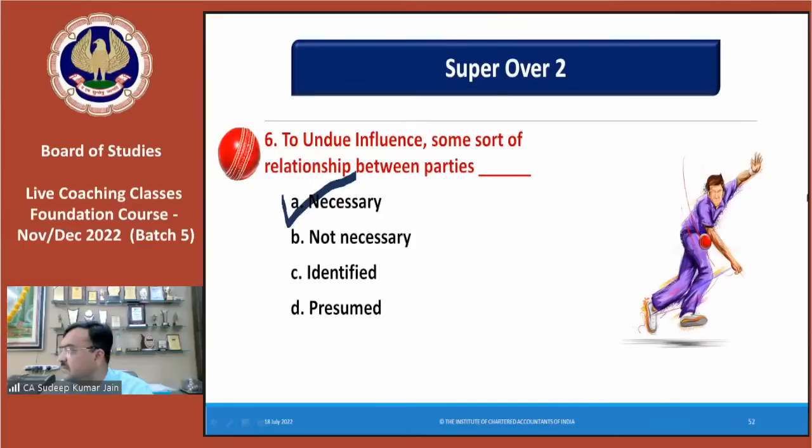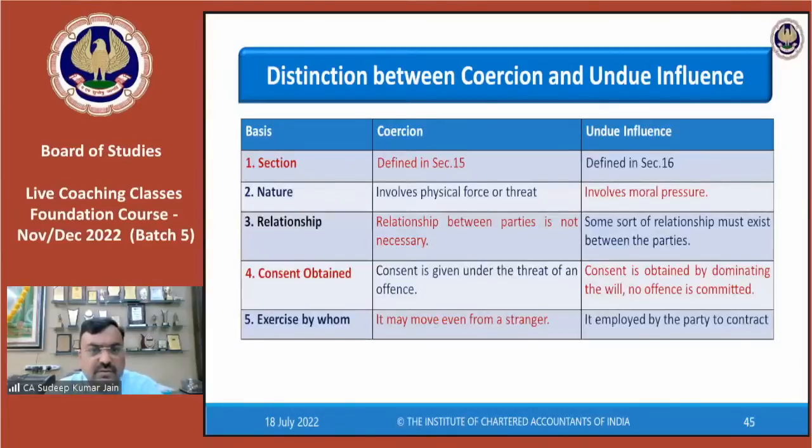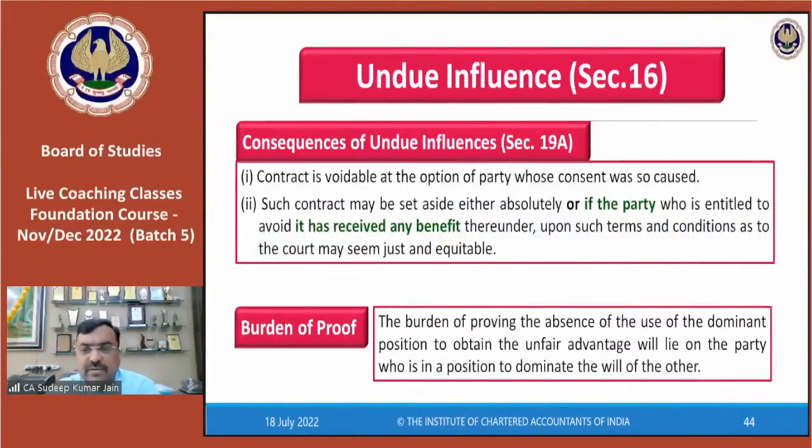So friends, one query from your side. Come to the point. It is a good query, something confusing. The burden of proving the absence of use of a dominant position to obtain unfair advantage will lie on the party who is in a position to dominate the will of others. Listen, on this point, first the person has to prove that there was undue influence, and then the other party will prove there was no undue influence. That is the proper explanation, beta.